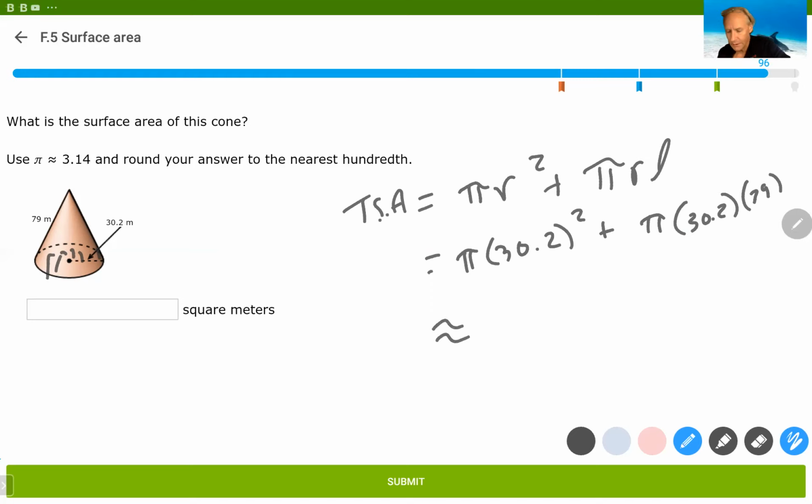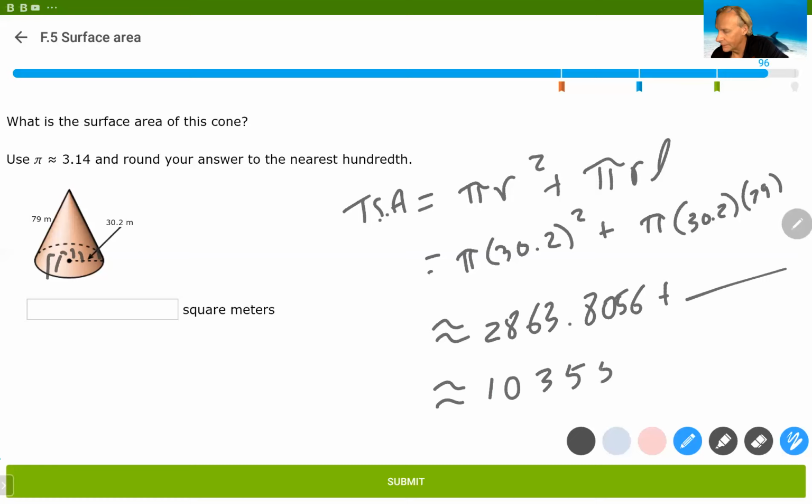So let's get it all in there. 30.2 times 30.2 times 3.14, 2863.56. Wow. Plus 30.2 times 79. Okay, so approximately, I went ahead and did that part. 10,355.22.